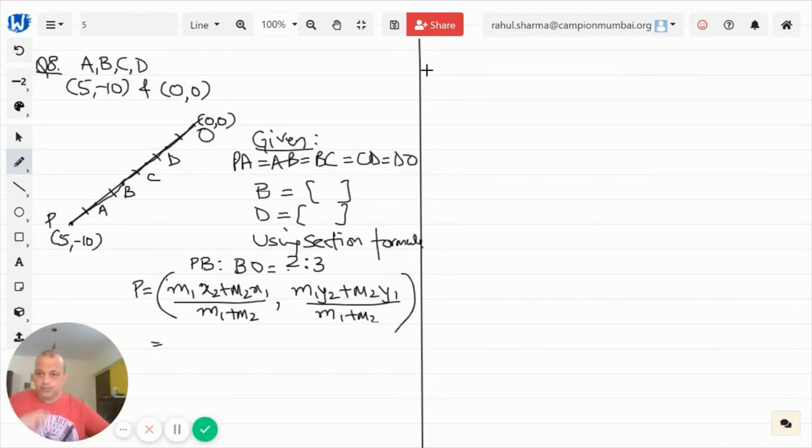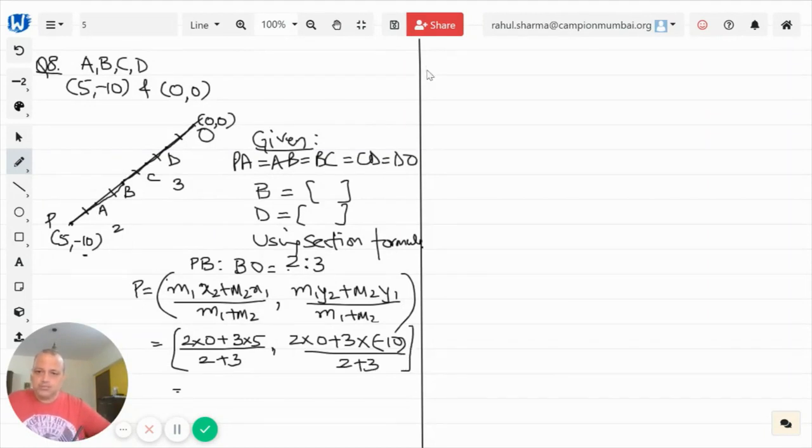Right. So let's look at this. We are looking at 5, -10 as the first point. So here this is 2 and this is 3. So let's put M1 is 2, X2 is 0, M2 is 3, X1 is 5 upon M1 plus M2, that's 2 plus 3. Next, M1 is 2, Y2 is 0, M2 is 3, Y1 is -10 upon 2 plus 3. So this is 15 divided by 5 and 0 and -30 divided by 5. Therefore, B is equal to 3, -6. Done.